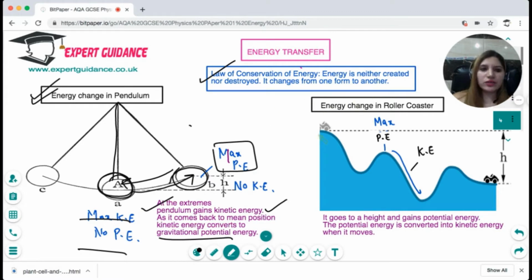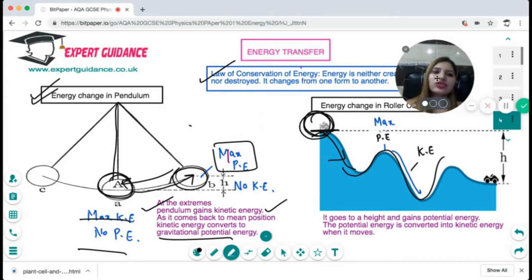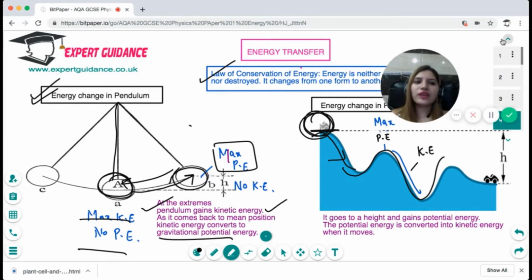In the roller coaster, when it moves to a height, the maximum energy it has is in the form of potential energy. But when it falls down, that potential energy gets converted into kinetic energy, and it comes down with the greatest speed. In the exam, you can get different examples. For example, the torch converts electrical energy into light and heat energy. The bulb is also converting electrical energy into light and heat energy. So you should know all these different forms of energy and how they get transferred from one type to another.